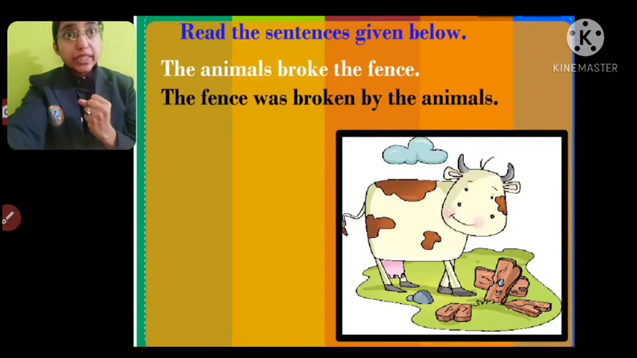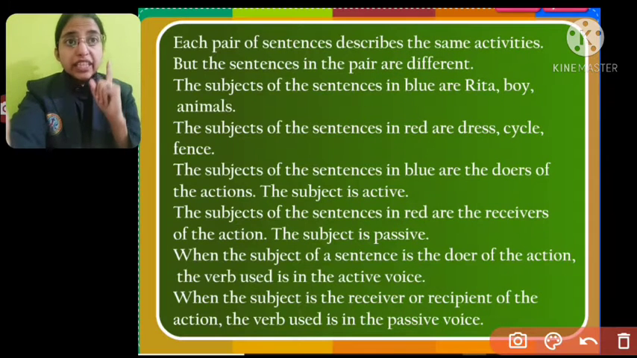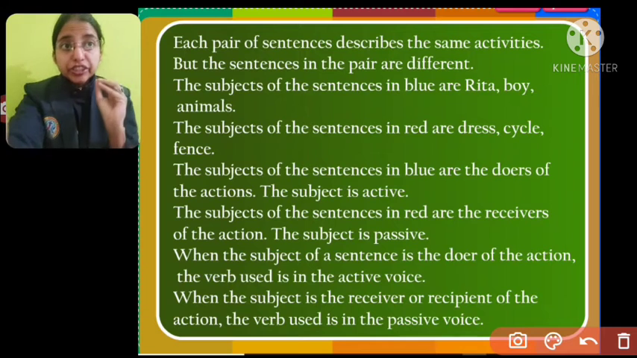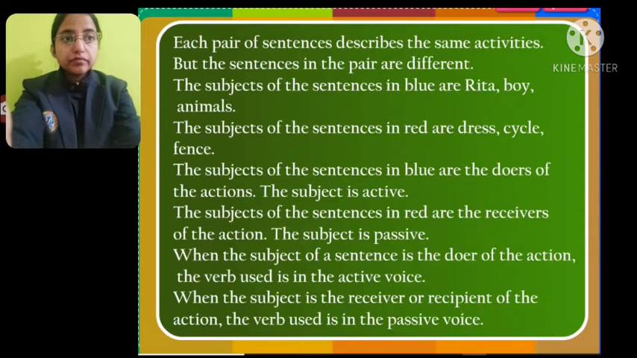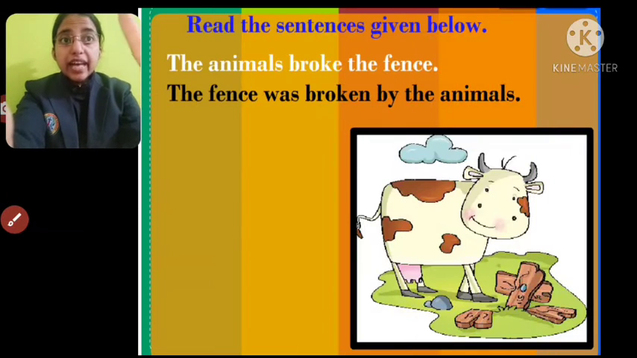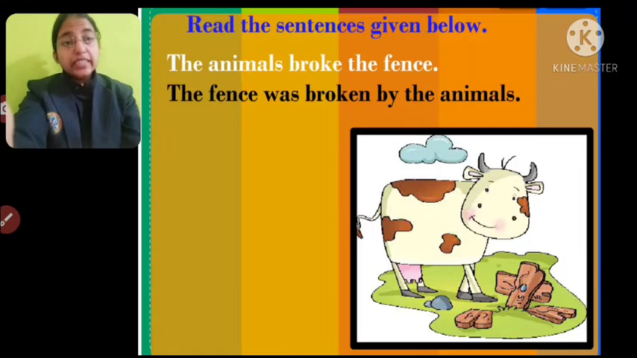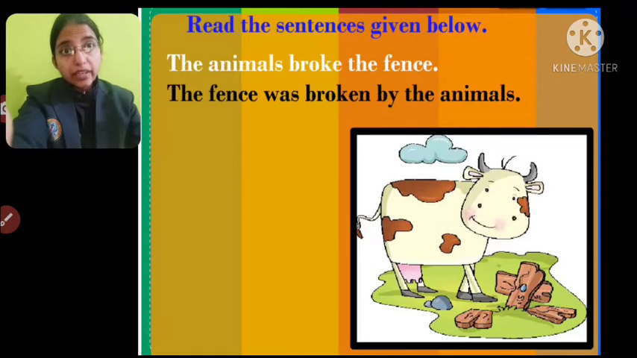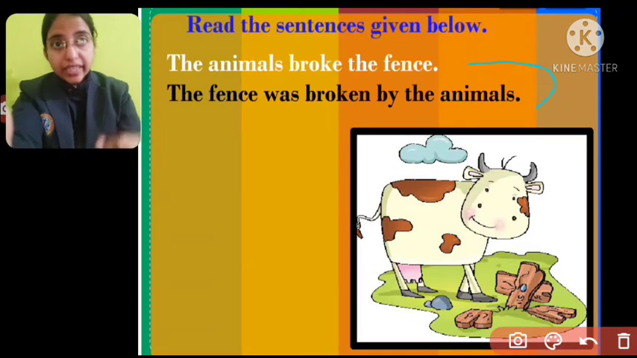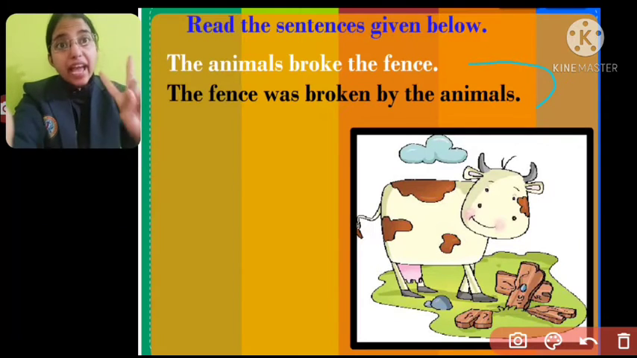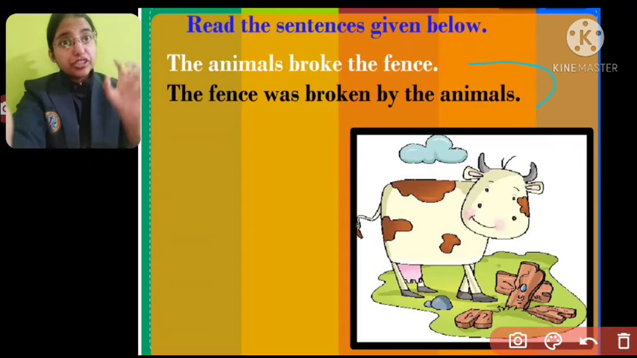So, आपको ये sentences से क्या समझ आ रहा है? Let's see. Each pair of sentences describes the same activities, right? See, the animals broke the fence. The fence was broken by the animals. ये क्या है? ये दोनों pair है, right? They both are a pair of sentences which describe the same activity.